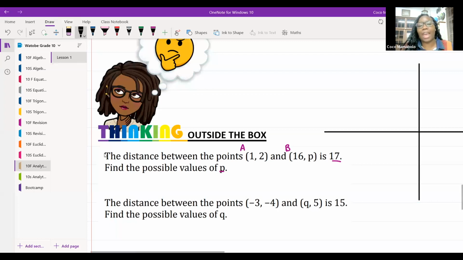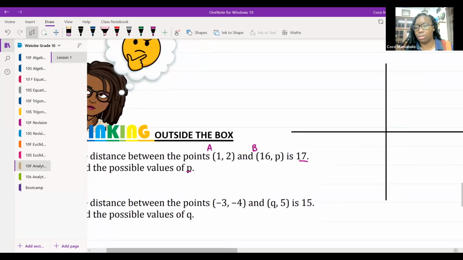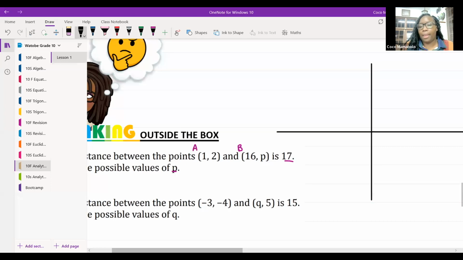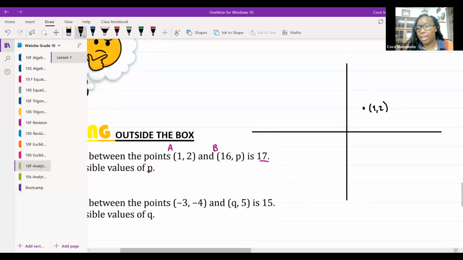Now, if we look at our distance formula, I'm going to draw (1, 2) quickly. This is point (1, 2), and then we know that our x value is 16, so it's going to be a lot further than that. Let's just say 16 is somewhere over here. Now, there's two things that could possibly happen. If this is my point 16, right?